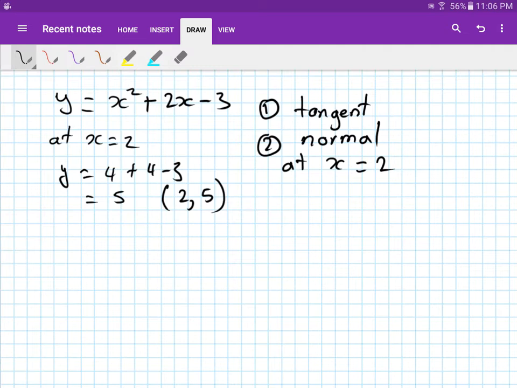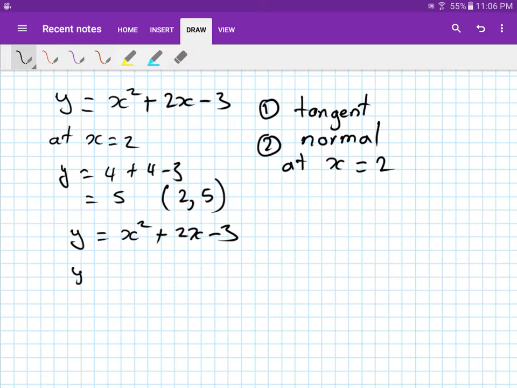Then step number 2, I need to find the gradient at (2, 5). In order to find the gradient at (2, 5), first of all we need to find the gradient of the curve at any point. So you go y = x² + 2x - 3.